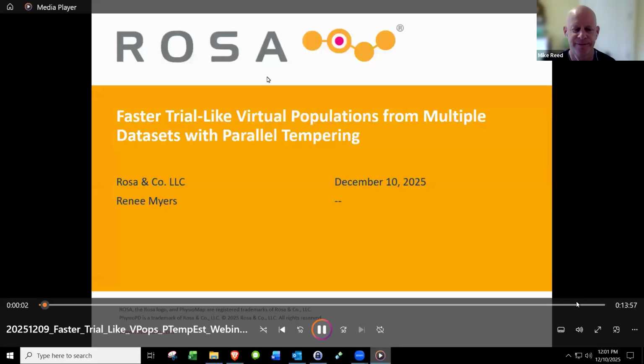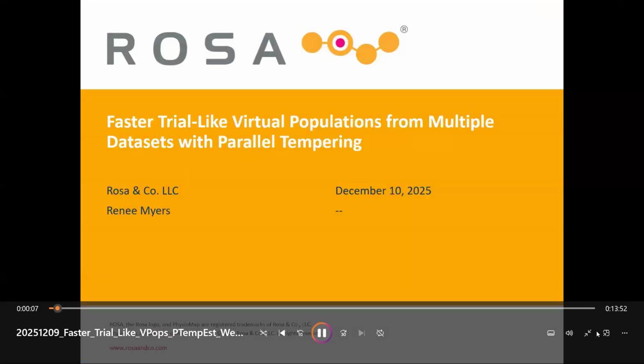Okay. Hello, everyone. Today, I will be presenting on using parallel tempering for creation of faster, trial-like virtual populations from multiple datasets.